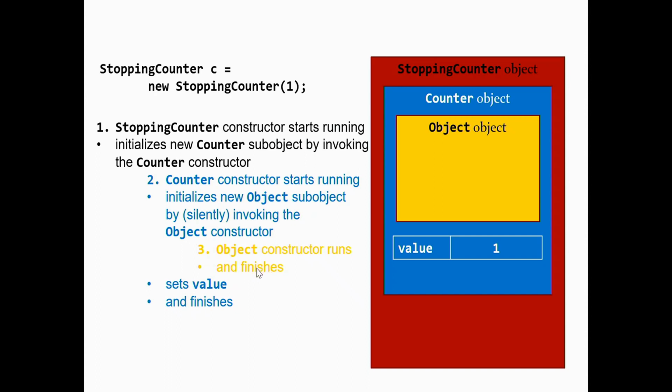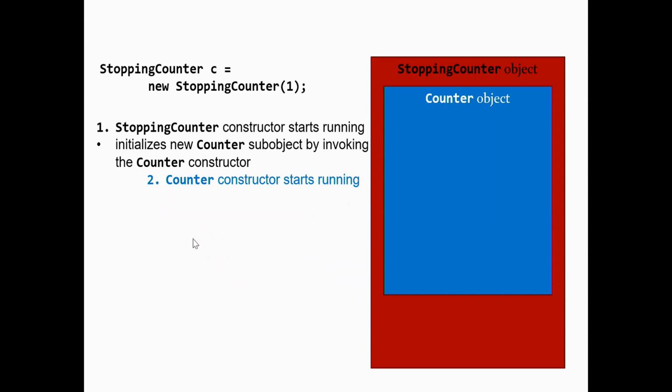Okay, so now what happens? Well, the stopping counter constructor called the counter constructor, and now the stopping counter constructor can continue to run. It doesn't do anything else. All it does is call the counter constructor. So it's done now. And now your stopping counter object is complete. But notice the order in which objects are completed.